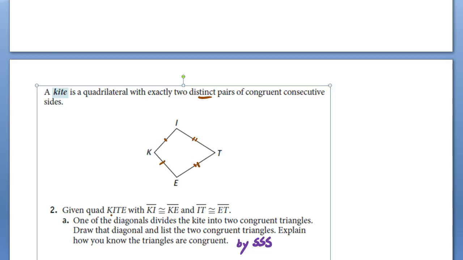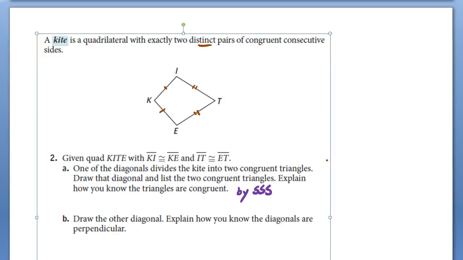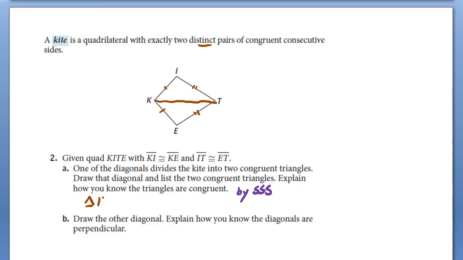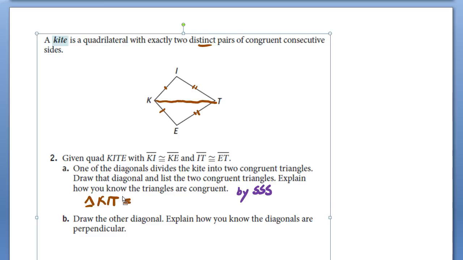Now, number two, given quadrilateral kite with these congruent sides, question A, one of the diagonals divides the kite into two congruent triangles. Draw that diagonal. So is it the one from here to here? Does that make congruent triangles? Or is it the one going across from K to T? And it is segment KT, making this top triangle and this bottom triangle. It says list the congruent triangles. So we would have triangle KIT, and that is congruent to triangle KET.